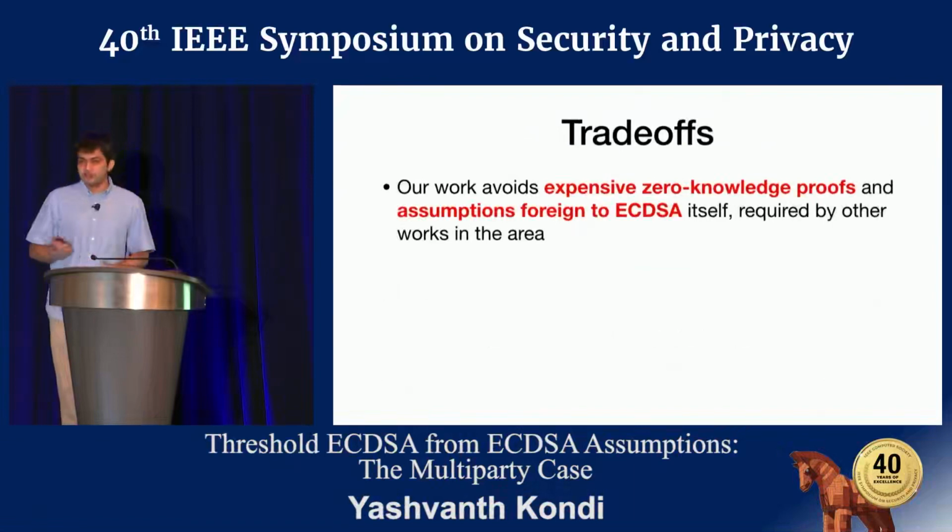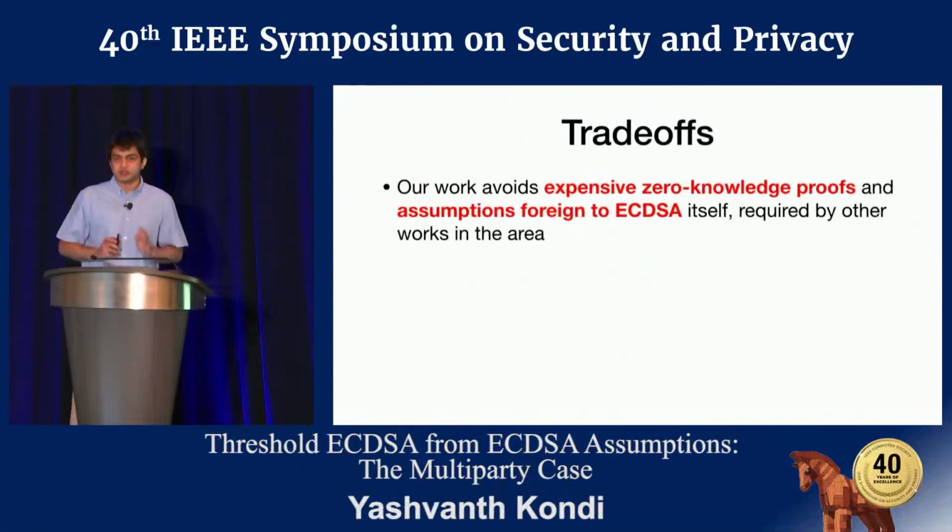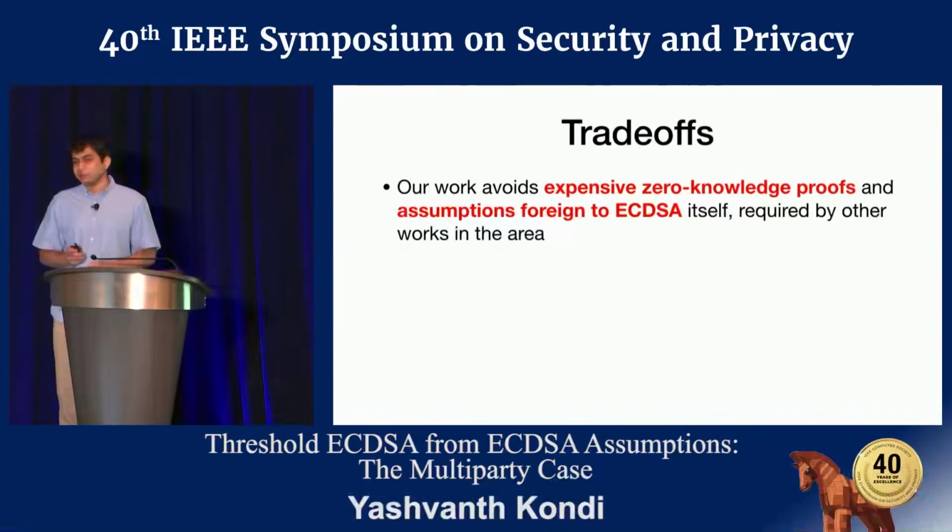Right, so the trade-offs of this approach: we avoid expensive zero-knowledge proofs. So for instance, for UC security, this becomes easier. And we avoid assumptions foreign to ECDSA itself. All of our assumptions are arguably native to the same curve.